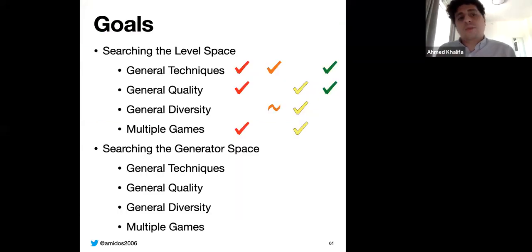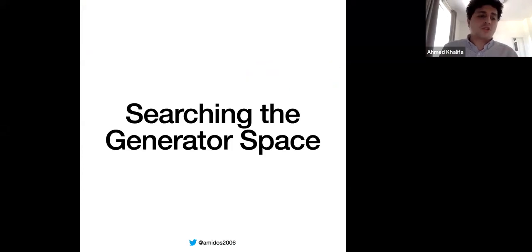So still looking back at our goals, now we have a new technique for stitching the levels together, and we have a new general quality metric that we can use to stitch the stuff. So at that point, I decided this is enough for that part of my thesis, and let's start researching a different thing. So the second part is searching for the generator space itself.